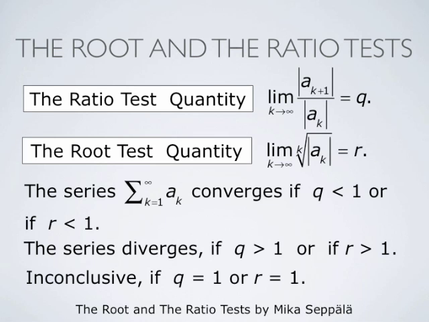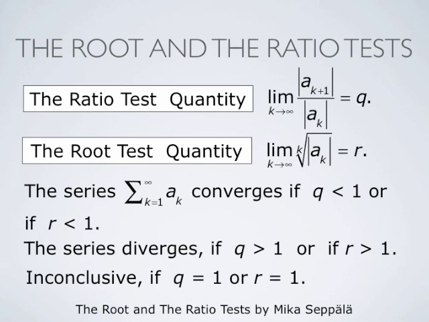To study the convergence or divergence of a series summation k from 1 to the infinity a_k, we have introduced the ratio test and the root test. In the ratio test, we consider the quantity limit as k goes to the infinity of the absolute value of a_{k+1} divided by the absolute value of a_k. We call this limit q. In the root test, the quantity is the limit as k goes to the infinity, kth root of the absolute value of a_k, and this is called r.